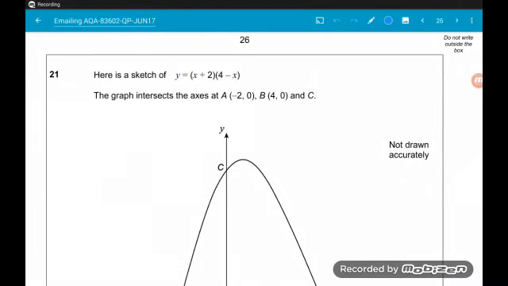Hey guys, this is the fourth and final part of the AQA Further Maths GCSE Paper 2 from June 2017. So we're kicking off at question 21 and we're finishing the paper.